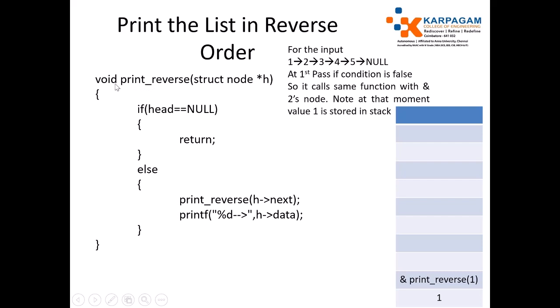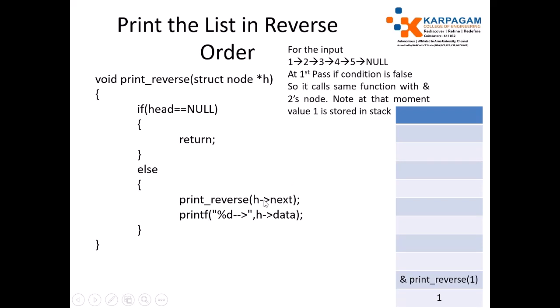For this purpose, define a function which returns nothing, and the function name is print underscore reverse, which accepts the starting address of the linked list. Check the condition: if head equal to null, it returns nothing. Otherwise, recursively call the same print reverse function by passing the second node's address.